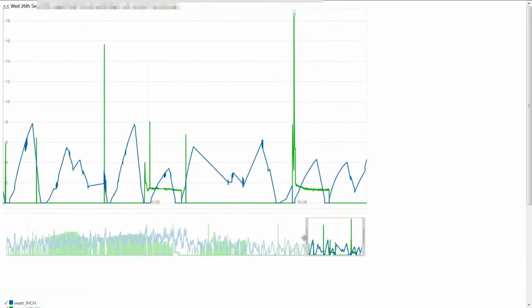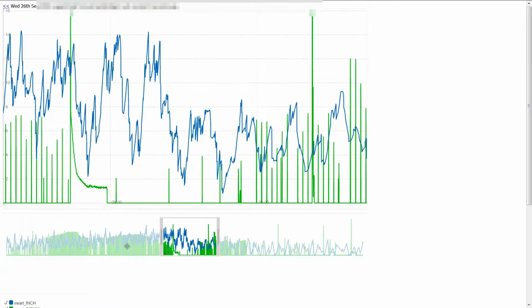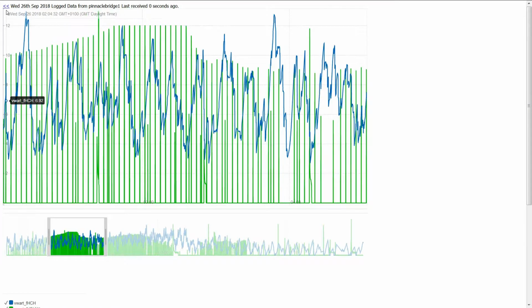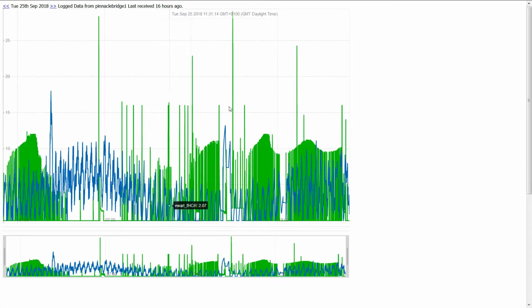This is very useful for analysing events that have gone on in the past. We can page through the data day by day. So I can go back and look at yesterday's figures. And we can also look at it at up to a whole week combined onto one graph.